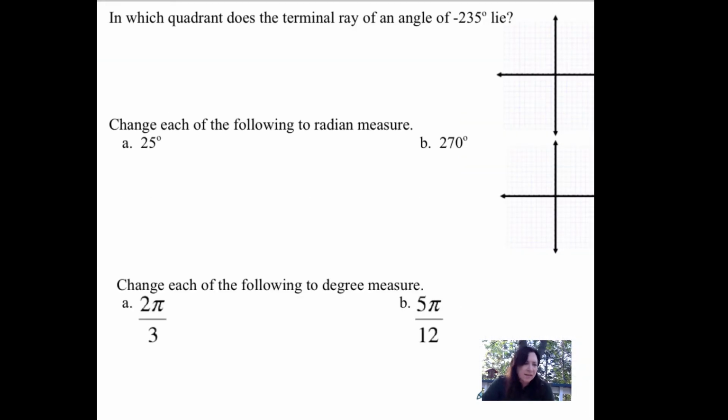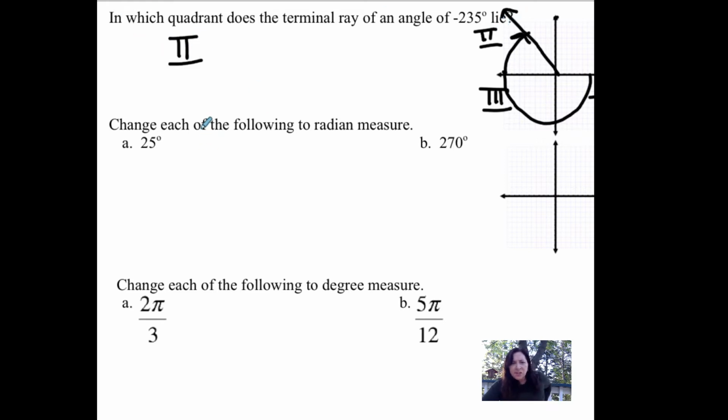The next question says, in which quadrant does the terminal ray of negative 235 lie? So this is negative 90, negative 180, and here's negative 270. So it's not quite there. It's around here. So what quadrant is that? So this is quadrant 1. This is quadrant 2, quadrant 3, and this is quadrant 4. So it lies in quadrant 2.